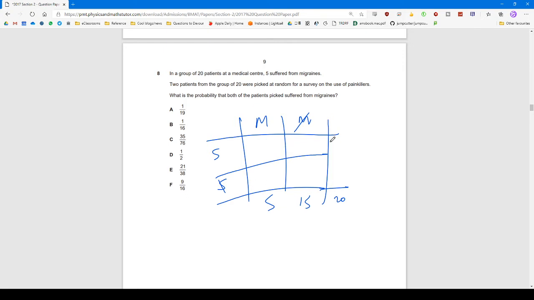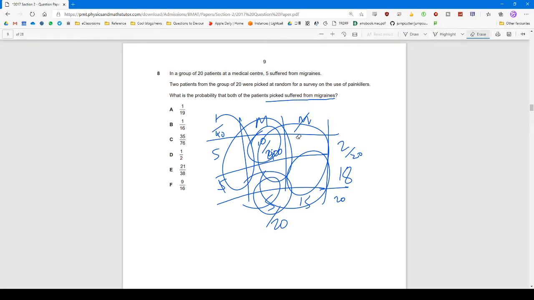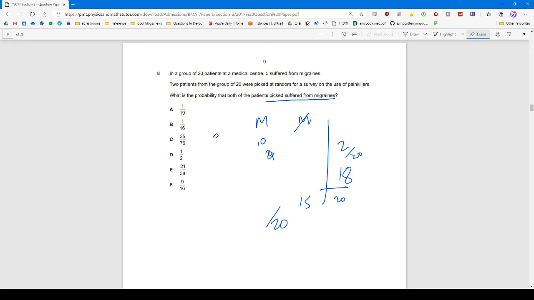2 for a survey, 18 without a survey. So this is 2/20. You want both the patients picked suffered from migraines. You want this probability. So 2/20, 5/20 becomes 10/400. And that becomes 1/40. Ooh, hold on there. Okay, this was a tricky one, wasn't it? Let's think about this again. This contingency grid was the wrong strategy. It's now taken me more than a minute to do this, which is not so nice.